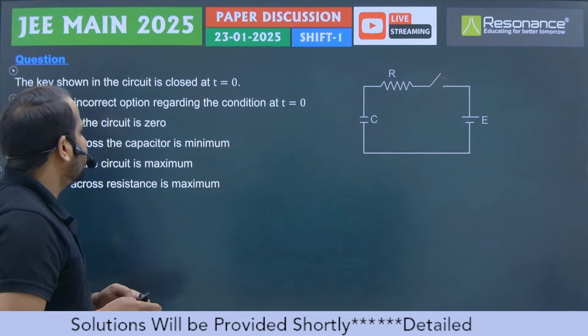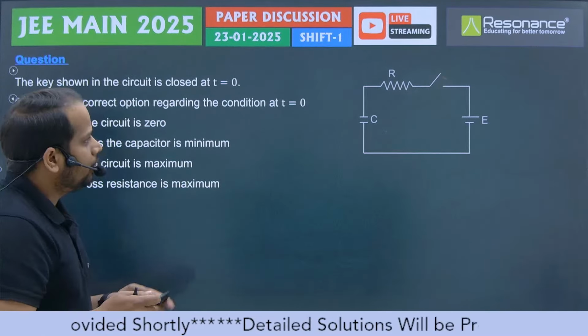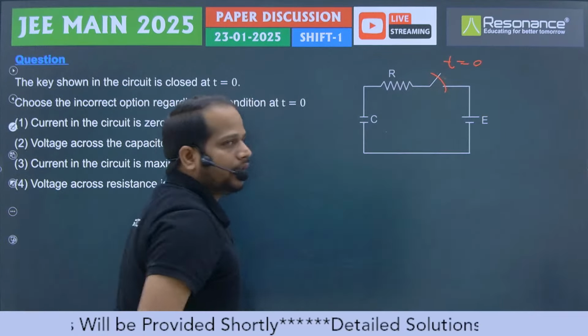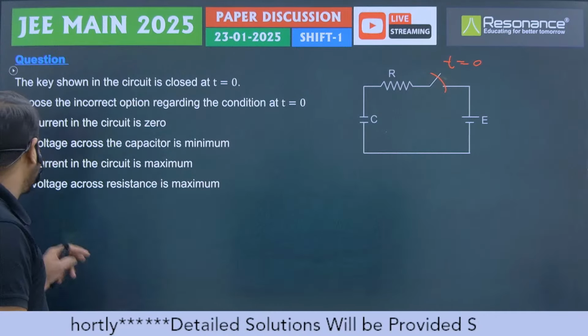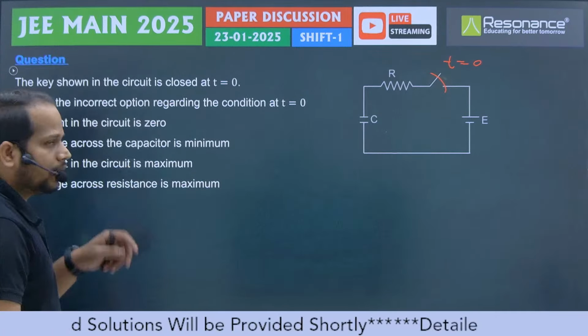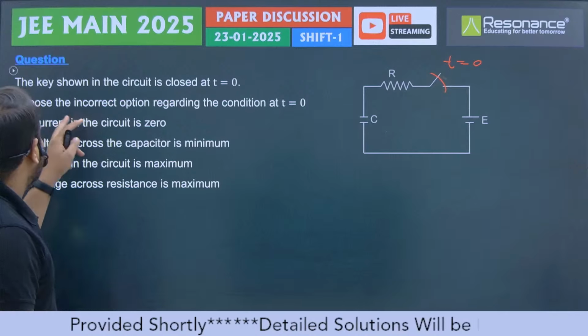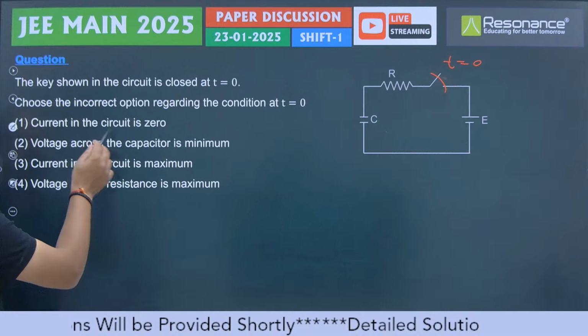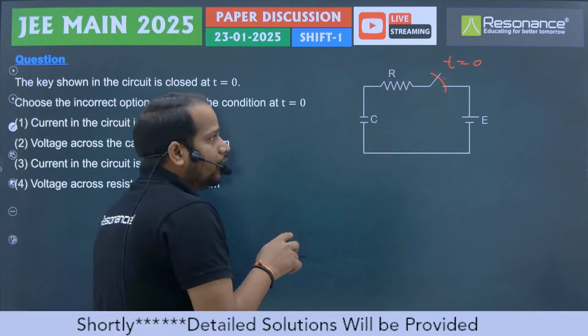The key shown in the circuit is closed at t equals to 0. Let's close it at t equals to 0. They are asking things for t equals to 0. Choose the incorrect option regarding this. The incorrect option we have to choose. Current in the circuit is 0. So at t equals to 0, current is 0?